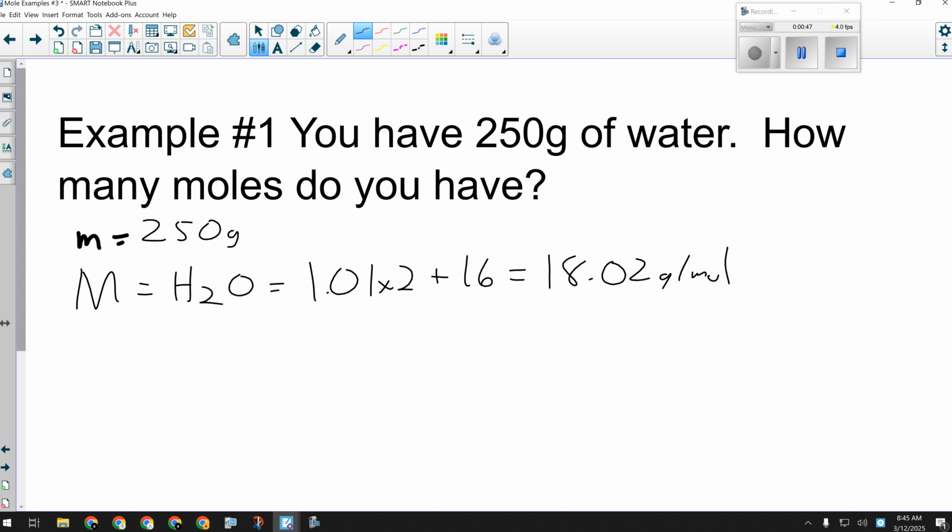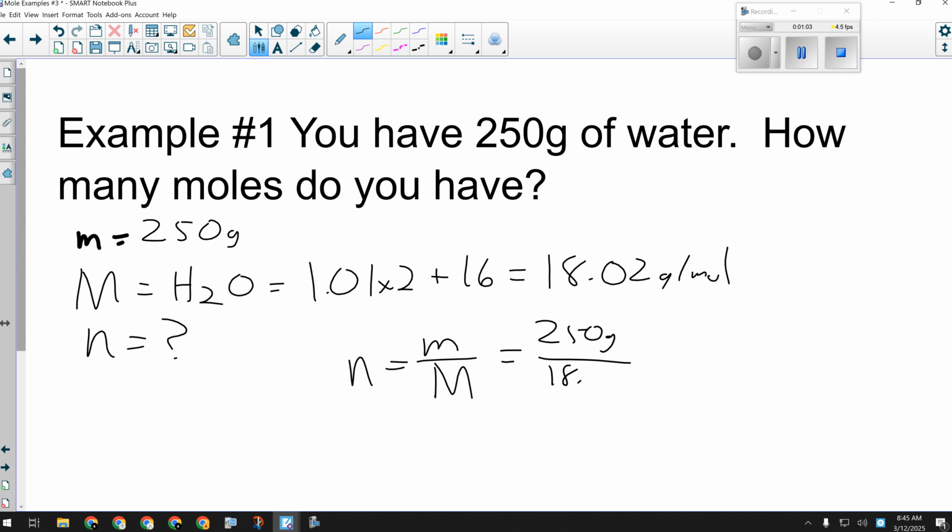All right, how many moles do you have? So I'm looking for n. Don't have to do any algebra on this. The mole equation is already set up to solve for moles. Okay, so we just plug in our numbers. 250 grams divided by 18.02 grams per mole. Okay, the grams are going to cancel and we'll be left with moles.